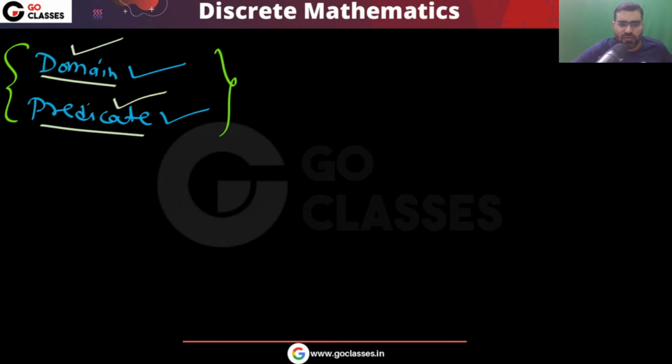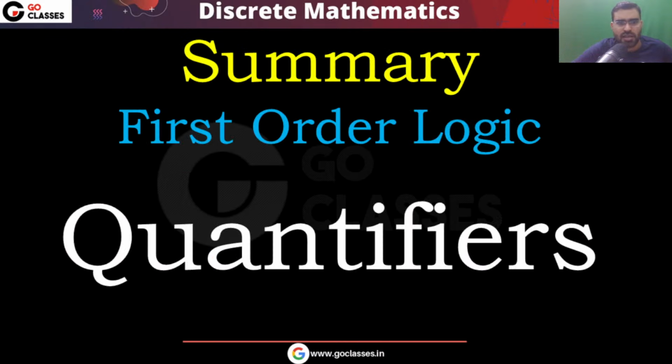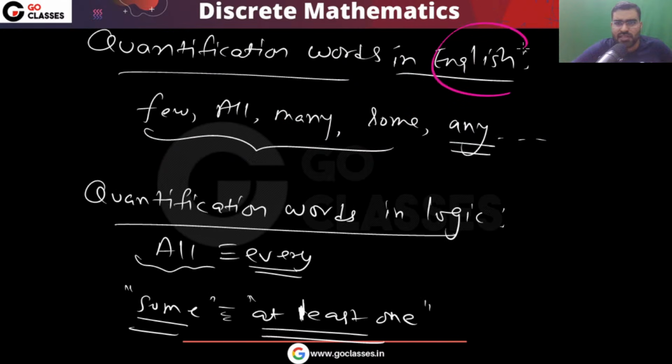Now the next topic will be quantifiers. What are these quantifiers? Quantifiers basically means, if you see the English language, these types of words are quantifiers, like few, all, many, some, any. These types of words are called quantification words. Now, in first order logic, the quantification words that we will use are all, some. So these are the two quantification words we have to see.